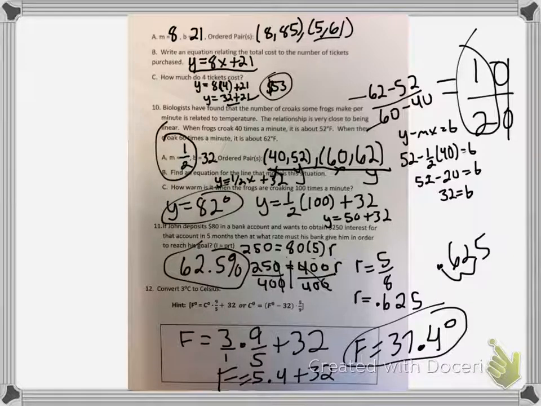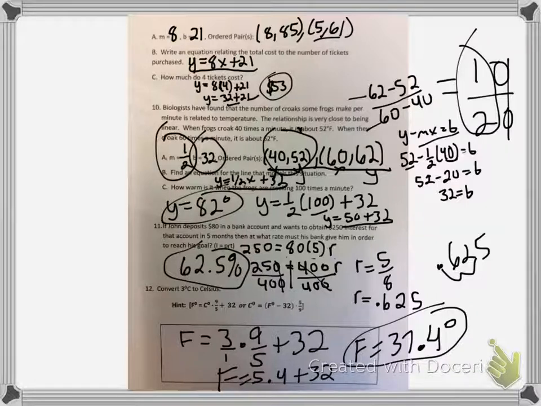So I got to plug it back in, and I'm using 40 and 52. I plug in 40 for x, 52 for y. I use y minus mx equals b. I do half of 40 is 20. 52 minus 20 is 32. B equals 32. So that's my b, my y-intercept. My equation is y equals 1/2 x plus 32. How warm is it when the frogs are croaking 100 times a minute? All I do is plug in 100 for x. Half of 100 is 50. 50 plus 32 is 82 degrees.